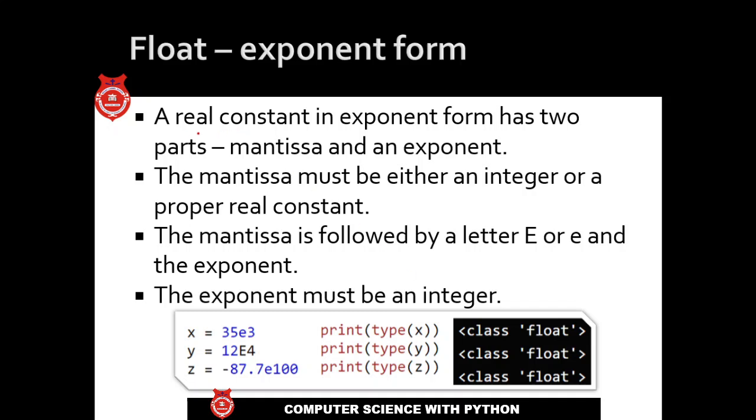We also have exponential form. The exponential form will have mantissa part and the exponent part, and in between you will have the capital letter E or the small letter e. For example, here 35e3. The meaning of this is 35 into 10 to the power 3. Here 12e4 means 12 into 10 to the power 4. And minus 87.7e100, 10 to the power 100. All these are floats. All these are floating point numbers.